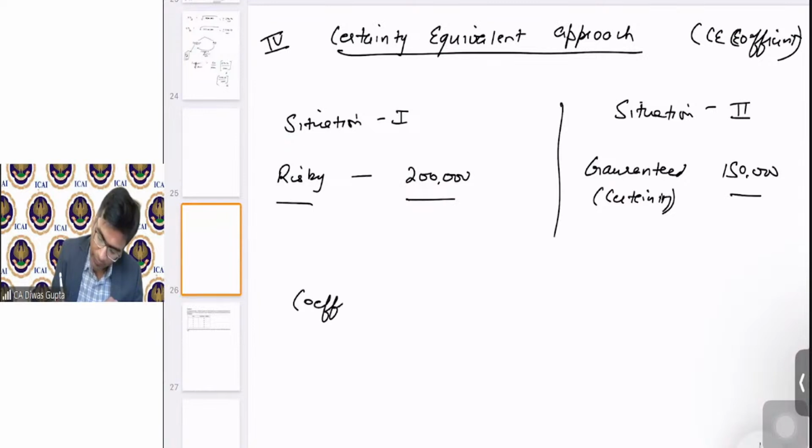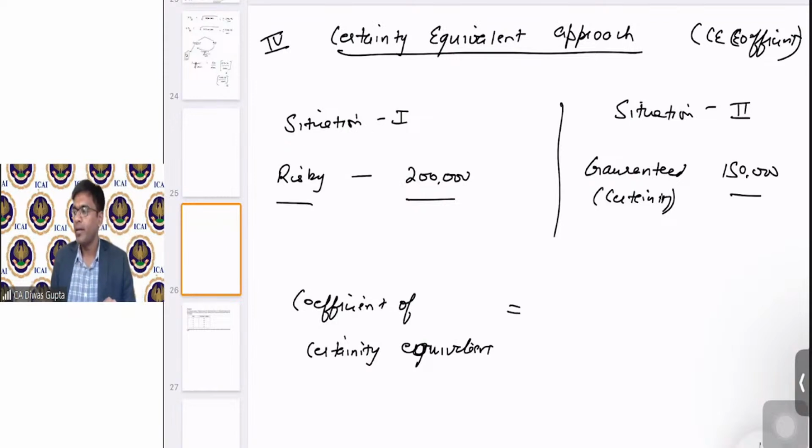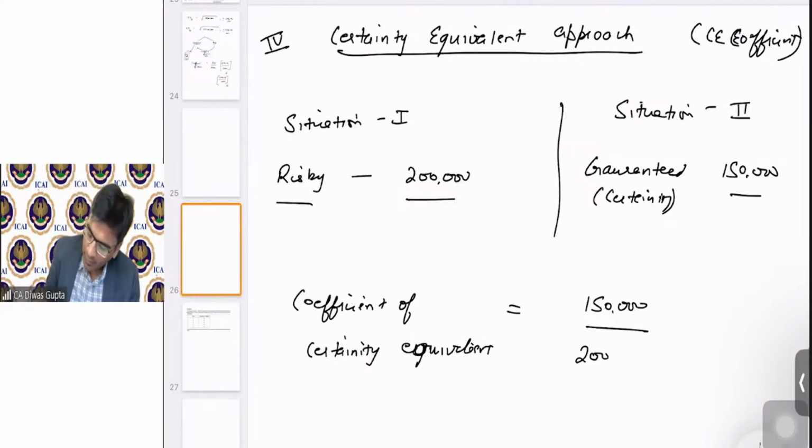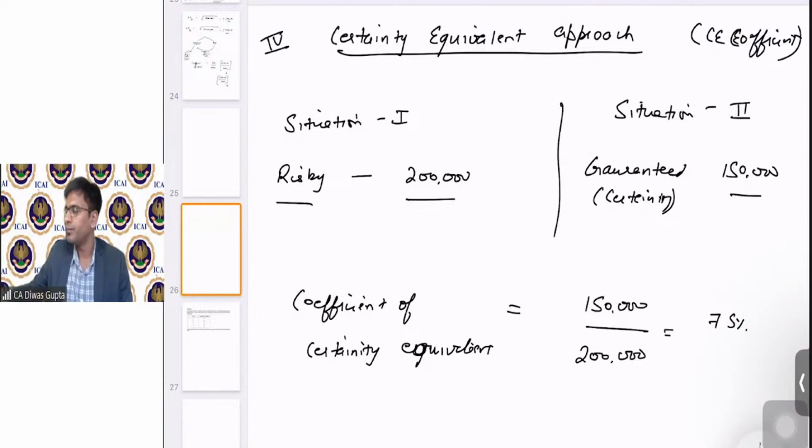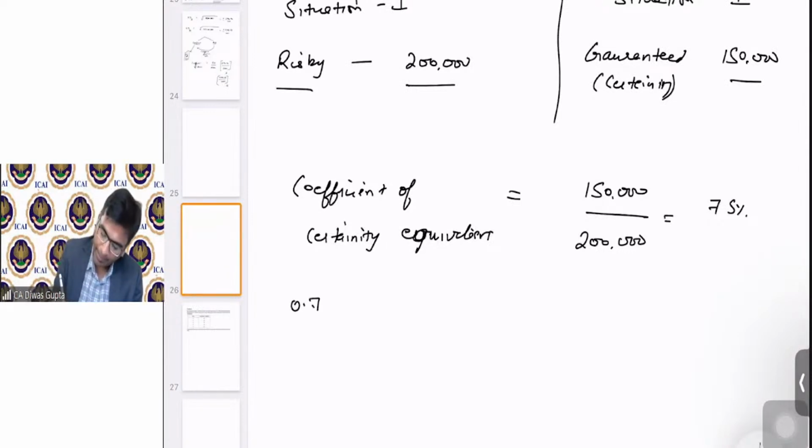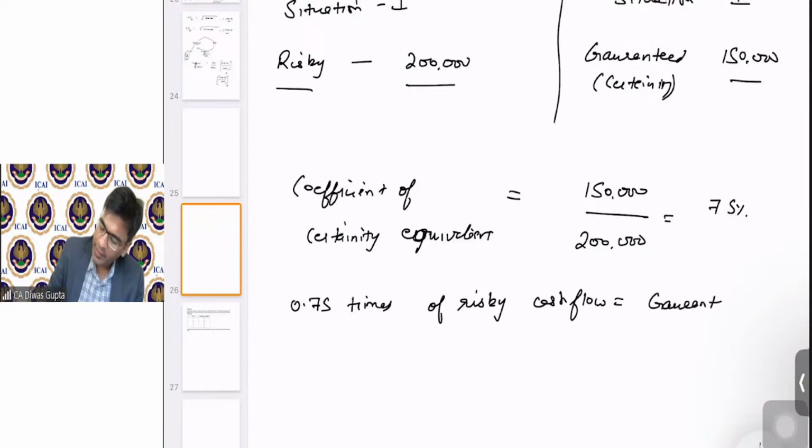Now, the coefficient of certainty equivalent, what is it stating? It is stating that out of the total risky cash flow, what percentage is actually a certain cash flow? So 75% of a risky cash flow is a certain cash flow. Students, are you with me till now? So the coefficient of CE says that 0.75 times the risky cash flow will be the guaranteed cash flow. I hope this is clear, students.